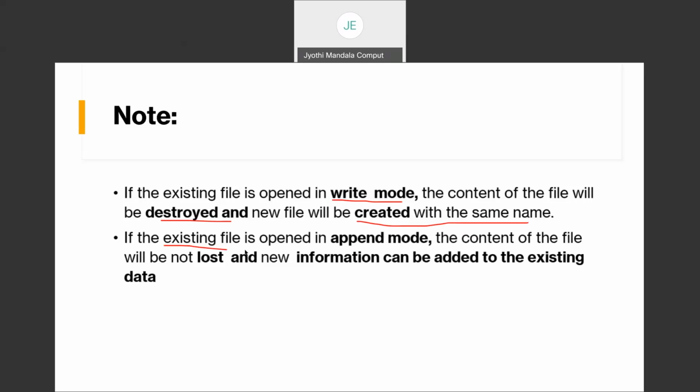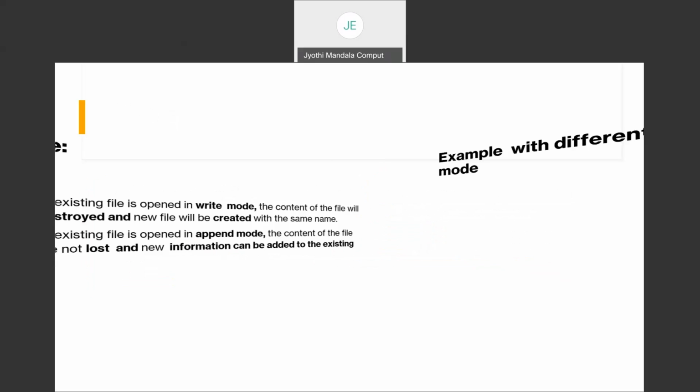But if an already existing file is opened in the append mode, then the contents will not be lost, but the new information will be added to the existing data at the end. Make a note of this. Got it, all of you? If an existing file is opened in the write mode, you need to be careful, because without any alert or information to the user, it will simply destroy the data and create a new file with the same name.